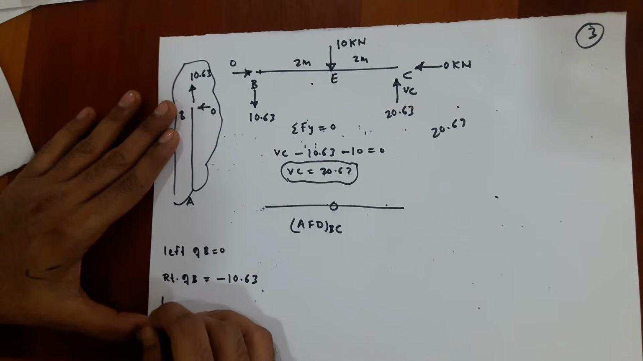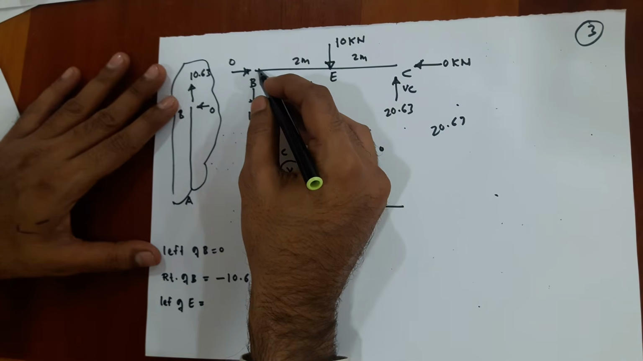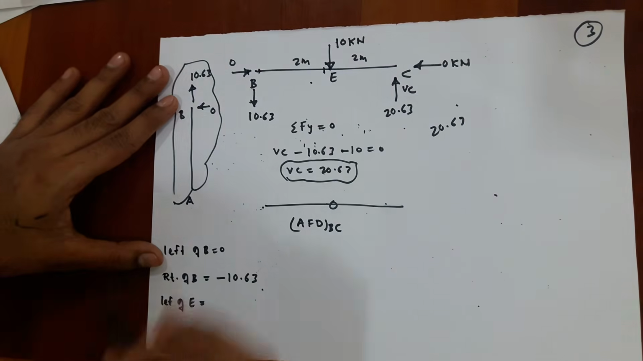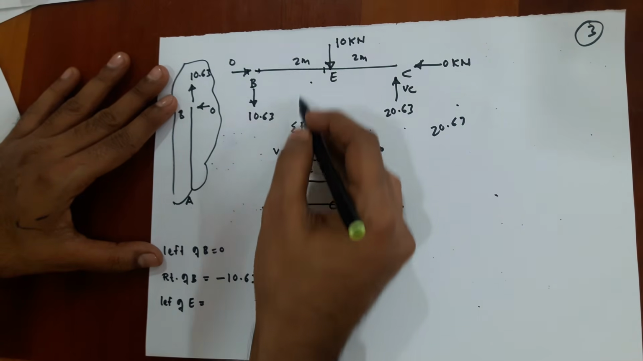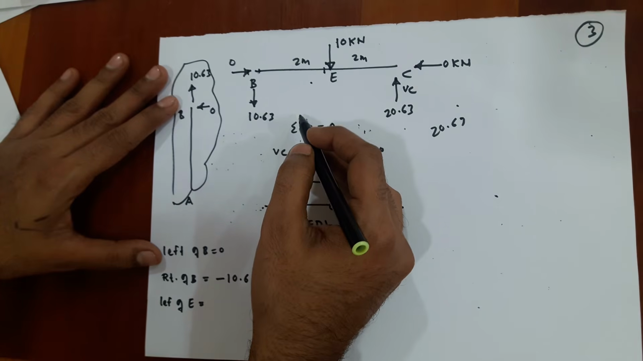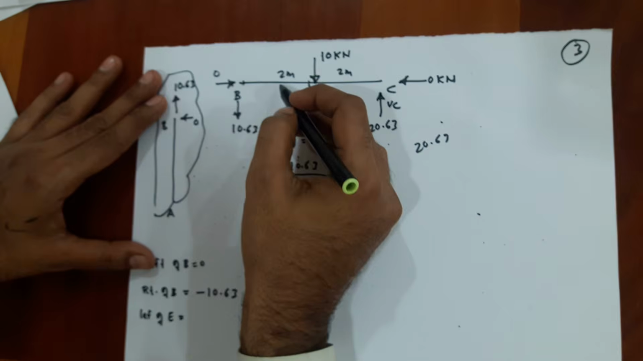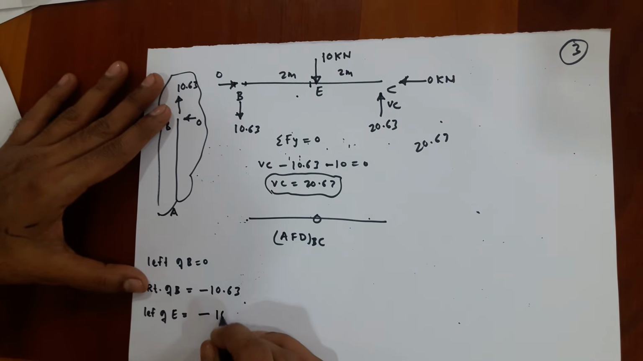Next is left of E. So we are going from right of B to left of E, and between this you do not have any new force. Okay, are you getting the point? You do not have any new force. So what is the meaning of that? The shear force will remain constant.